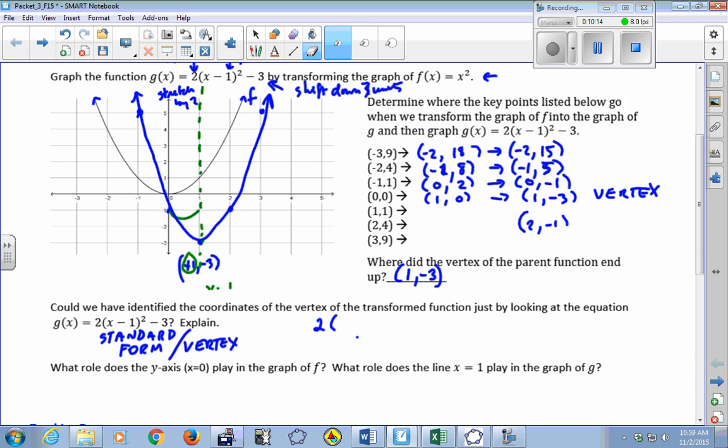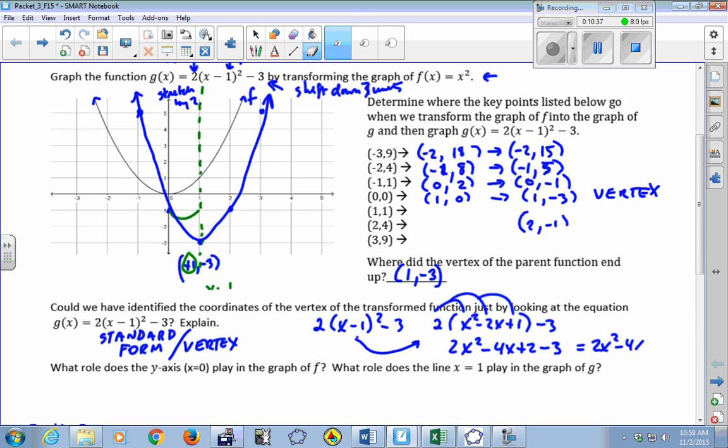Well, just take your equation and do a little algebra. So you want to square your quantity x minus 1. We're going to get x squared minus 2x plus 1 when we square that out. Subtract 3. Now we double everything: 2x squared minus 4x plus 2. Take away 3. And now we get 2x squared minus 4x. Take away 1. Okay, so this is equal to this polynomial form.